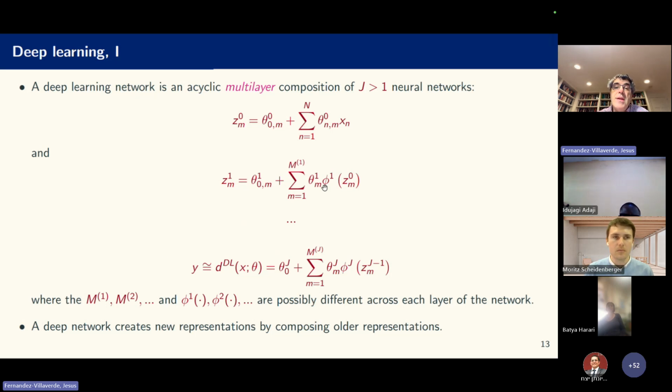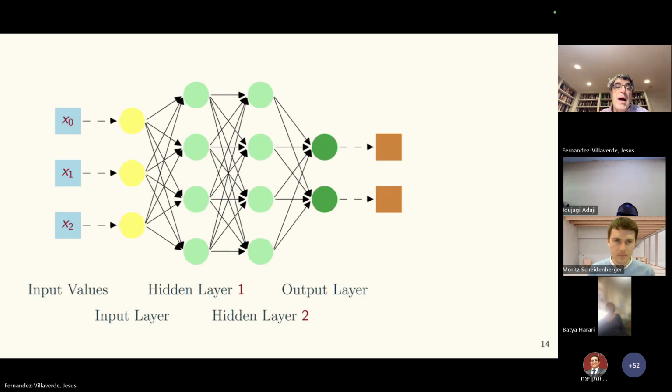And of course, in every step, the activation function can be different, or the number of times we do this, the m super 1 or the m super 3, can be different. Although in practice, usually you do it in the same way. And this is the type of graphic representation that you probably have seen many times.